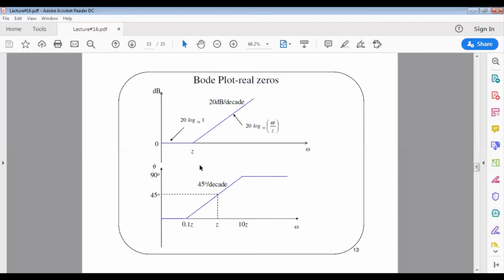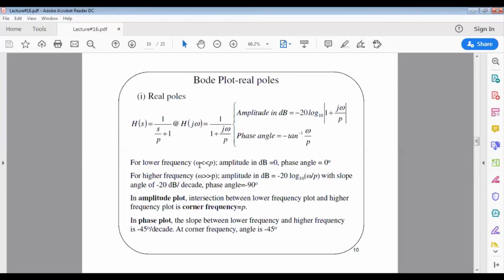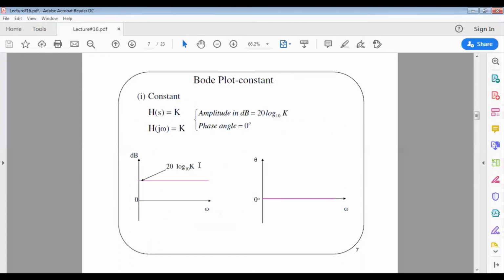So up to now we have learned about 5 different plots. The first plot is for the constant. So if you permit me to recall the plot, this is the plot for the constant: constant dB, constant amplitude, 0 degrees of phase.